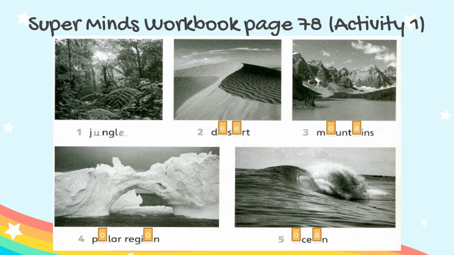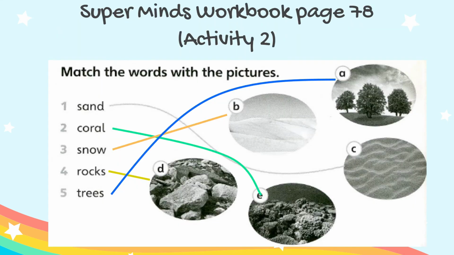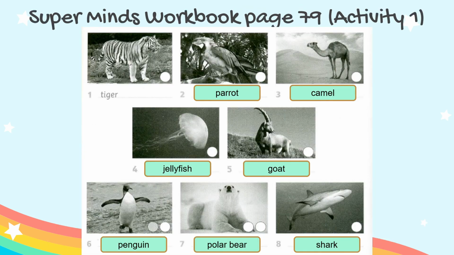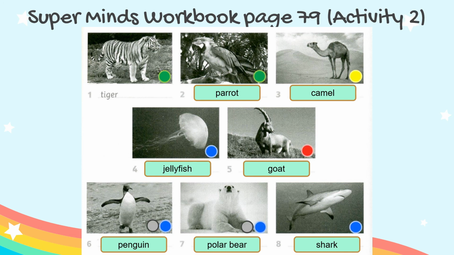This is the answer for activity 1 on page 78. The missing letters in each word. Next is the answer for activity 2 on page 78. Here are your answers for activity 1 on page 79. Last but not least, this is the answer for activity 2 on page 79.